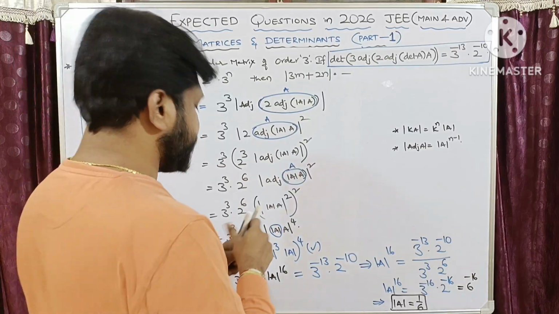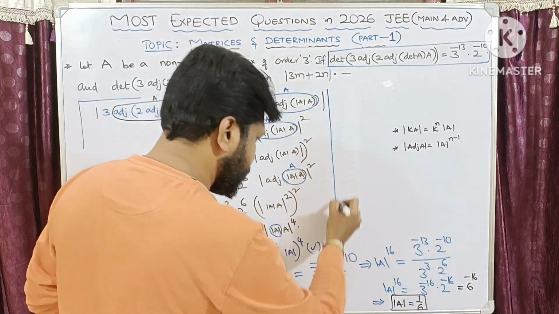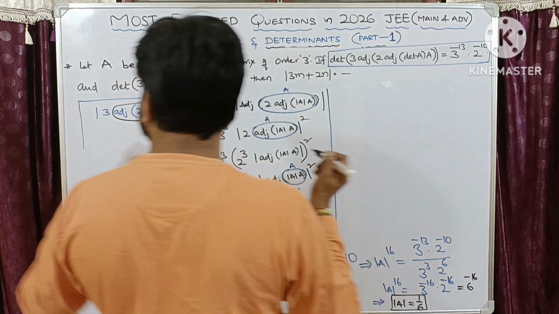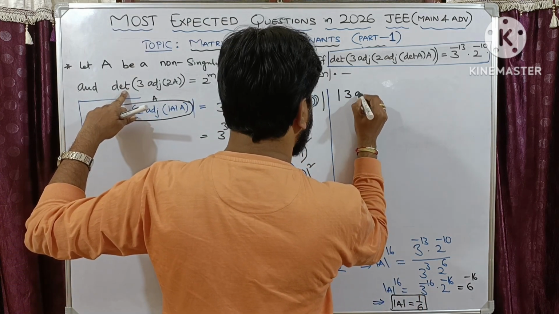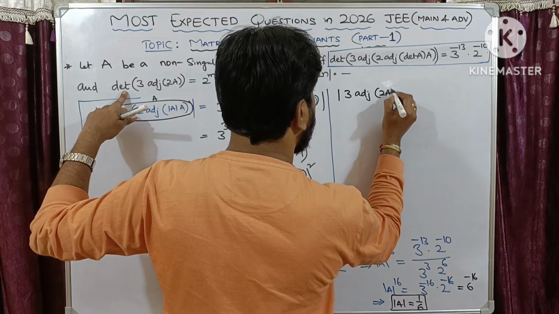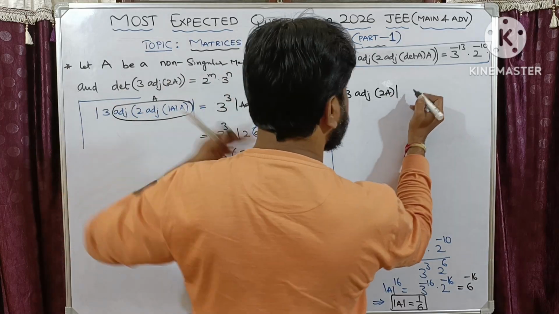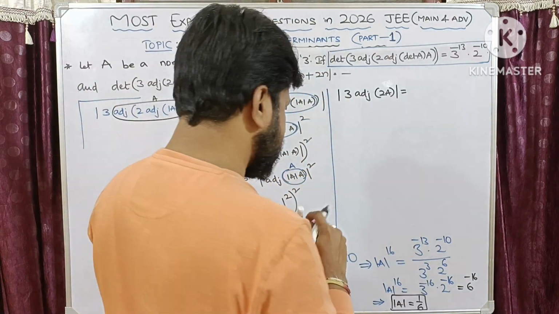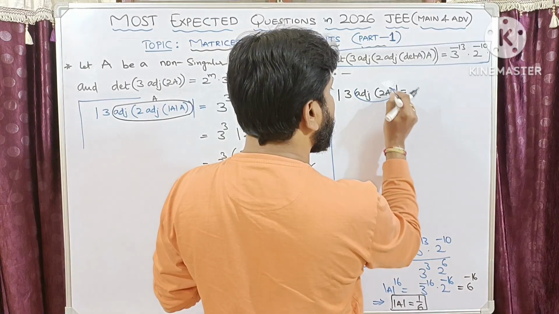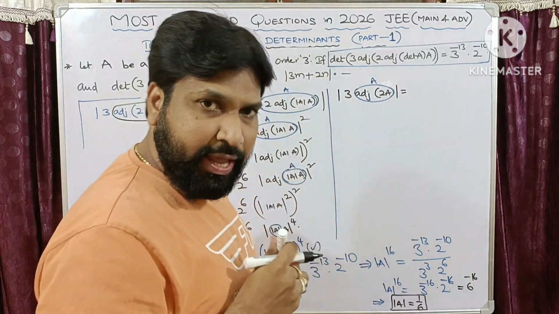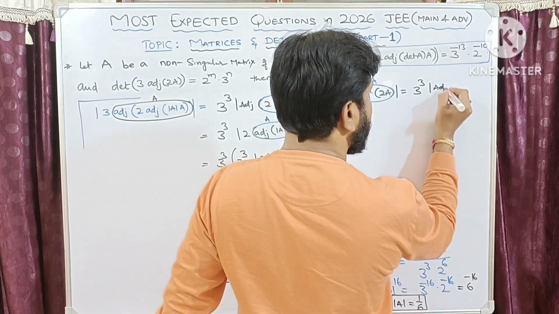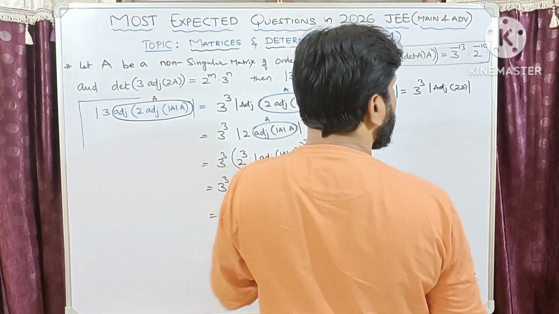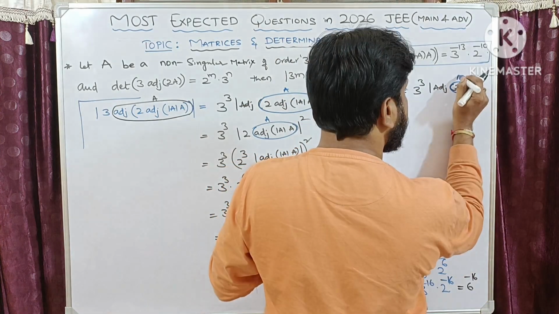What is the second result? Now let us simplify the second result. The determinant of 3 adjoint of 2A is equal to 2 power m, 3 power n, as given. I will equate later. This can be written the same as the usual method: 3 into adjoint of 2A, and the determinant of KA can be written as K power n, where n is 3 into det of adjoint of 2A.